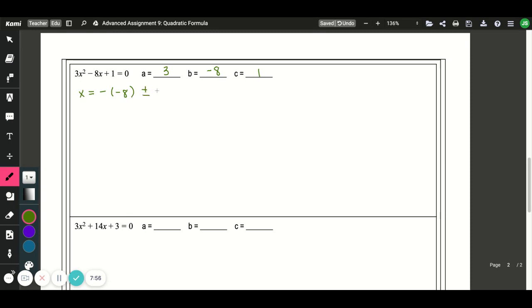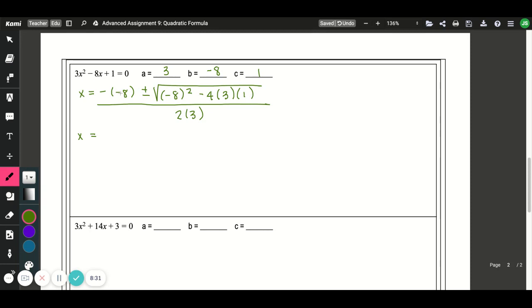plus and minus the square root of, when you do B squared right here, put it in parentheses. If you don't use parentheses and you're not careful, it will tell you it's negative 64, but negative 8 times negative 8 will always be positive. So use your parentheses if you're going to use your calculator. Minus 4 times 3 times 1, all the way back, starting at the equal sign, that whole thing, all over 2a. So 2 times 3.